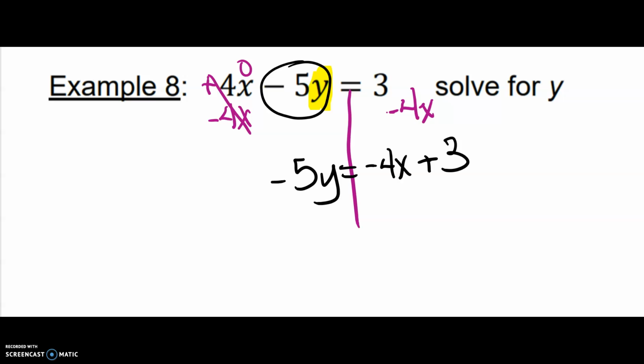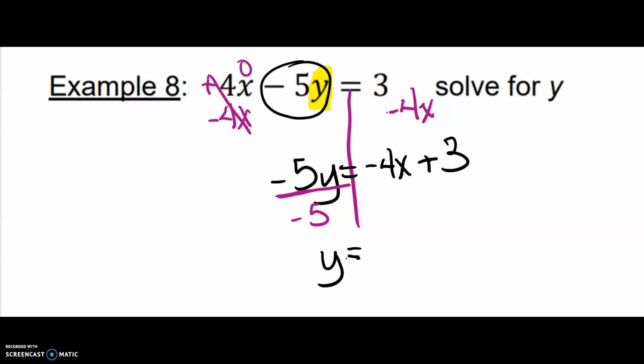Now we're going to get rid of this coefficient in front of the y. So we want to get rid of that -5. We're going to divide by -5. When we do that, -5 divided by -5 gives us a positive 1y. Because we did negative divided by negative, that got rid of that negative for us and gave us a positive 1y. Now, we don't need to write the 1, so I'm going to go ahead and take that off. I just wanted to show you where it came from.